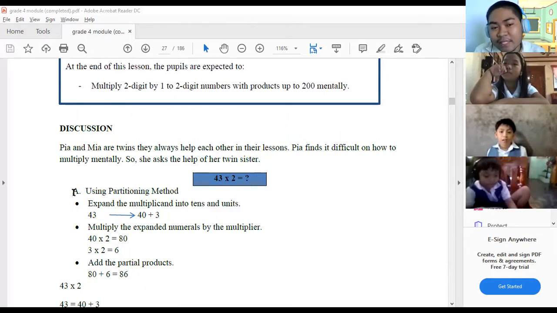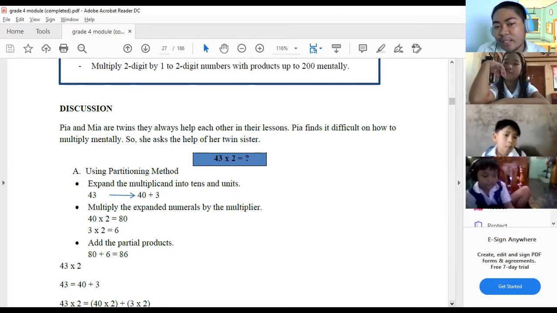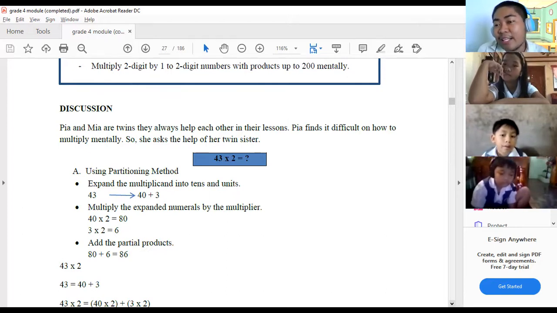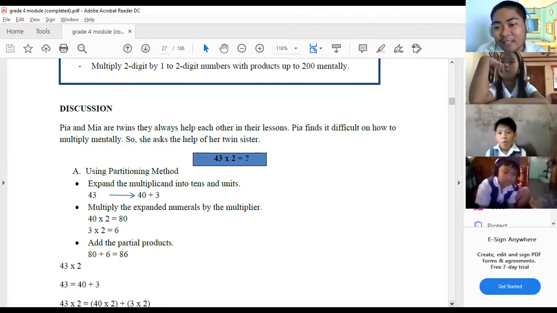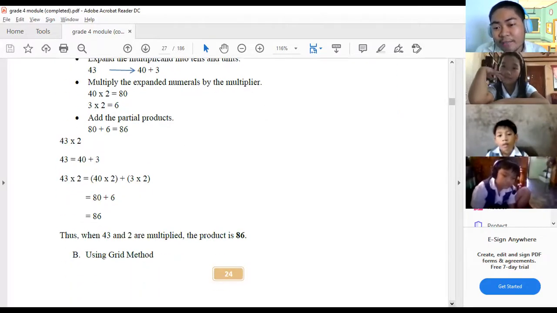For example, using the partition method. So 40 times 2, that would be 86. Kasi nga, 40 times 2 is 80. And then 3 times 2 is 6. That's 86. Ganun lang. So, hindi ka pwedeng magsulat. Use only your mind.